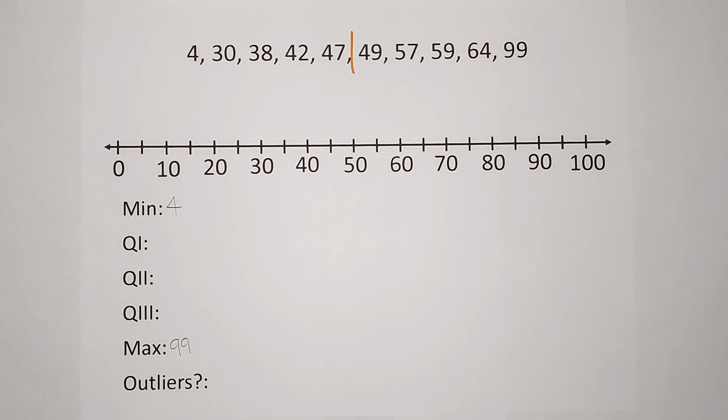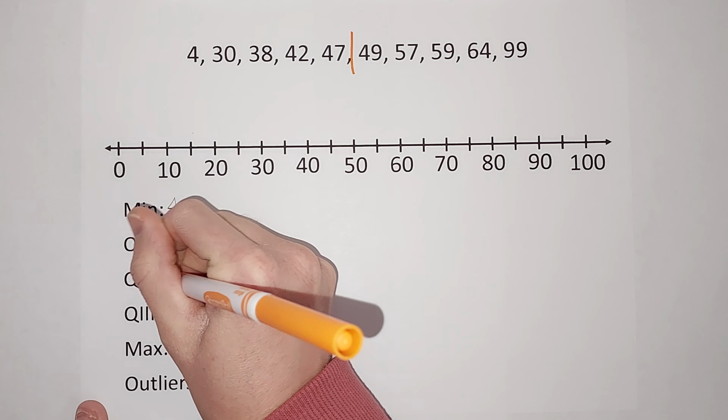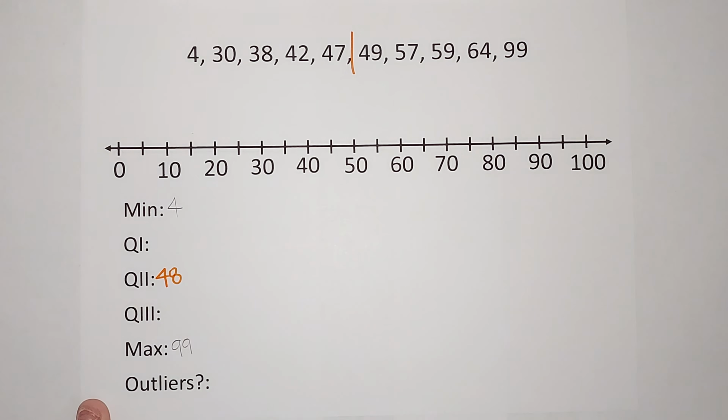Between 47 and 49. So if there's 2, you find the average of them. So I'm going to add 47 plus 49. I get 96, divide that by 2, and I get 48, okay? You also might have just noticed that 48 is between 47 and 49. If you noticed that, great. If not, add them and divide by 2.